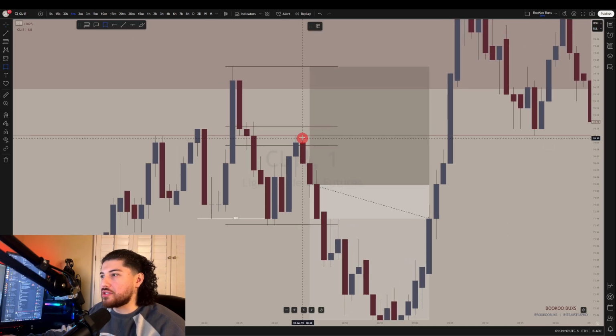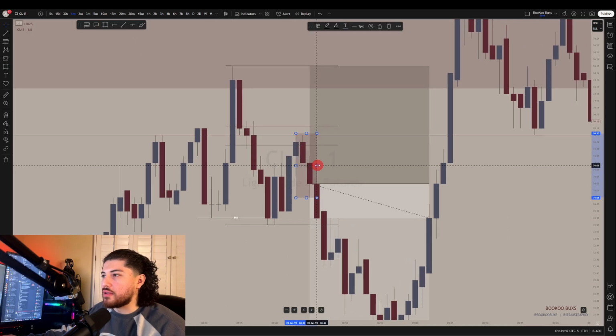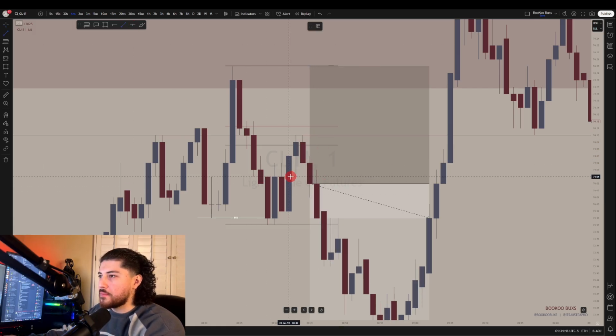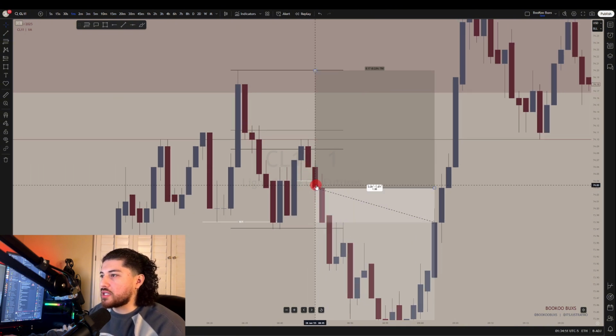In this case, it took two bearish candlesticks to engulf the first bullish one. And what I want to see is price close underneath the last bullish candle's wick low. So once price closed here underneath that last bullish candlestick's wick low, I entered and had my stop loss up here.